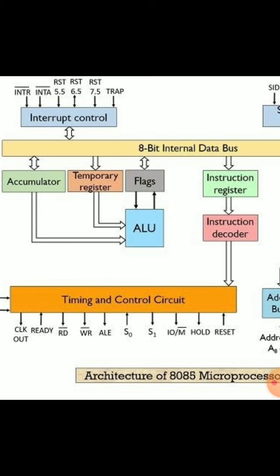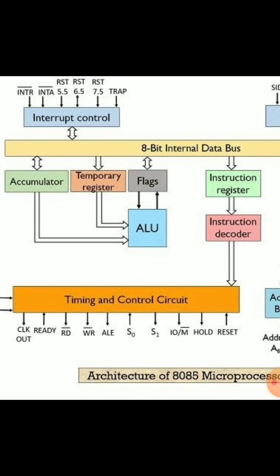The B register is not able to communicate directly with the ALU. First it is stored in the temporary register, then that temporary register provides the input to the ALU. That is the concept here. One operand is directly available in the accumulator, and for the other operand, whether it is the B register, C register or D register, that register's content is moved to the temporary register. That temporary register will provide the input to the ALU.